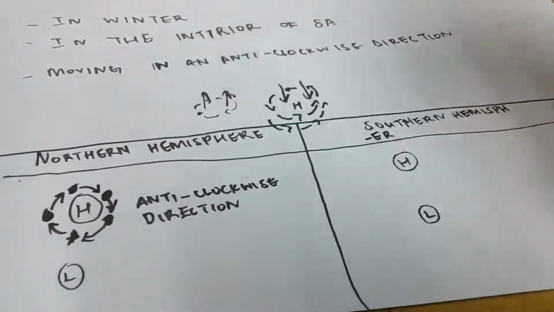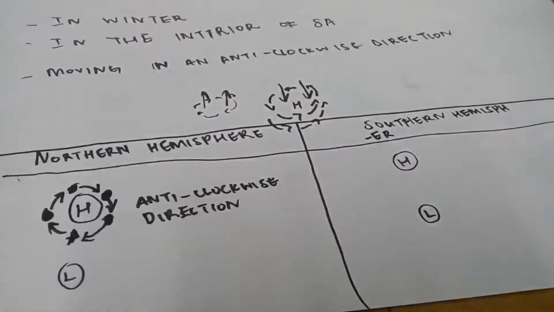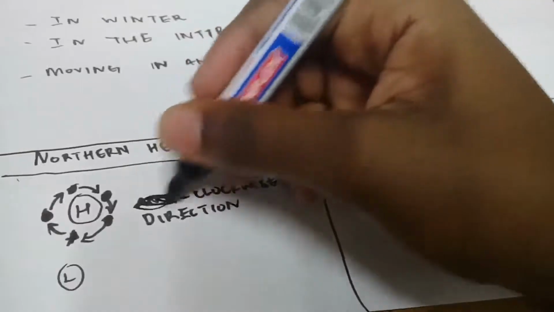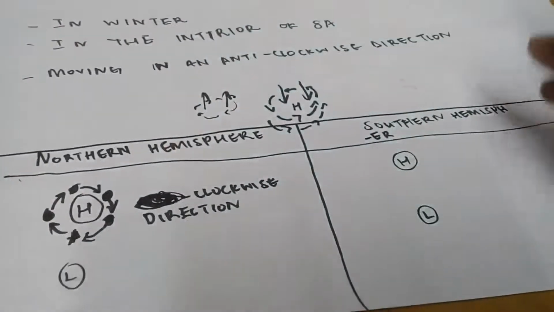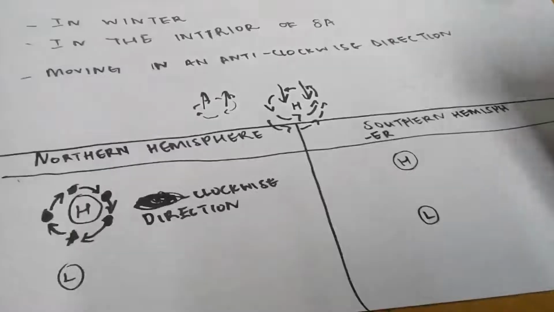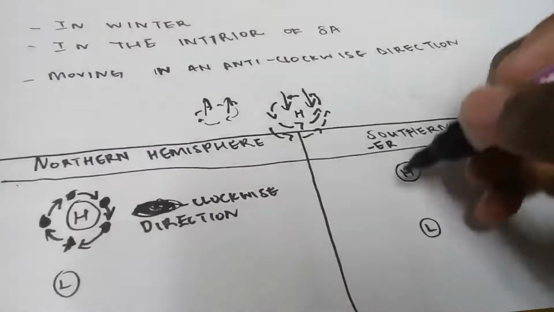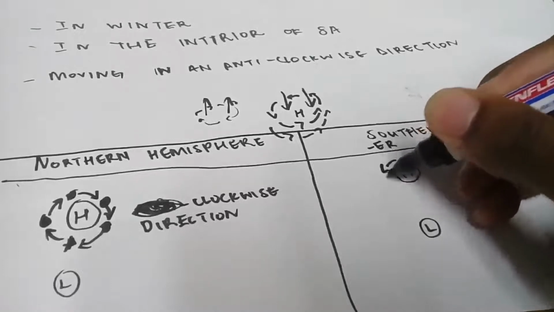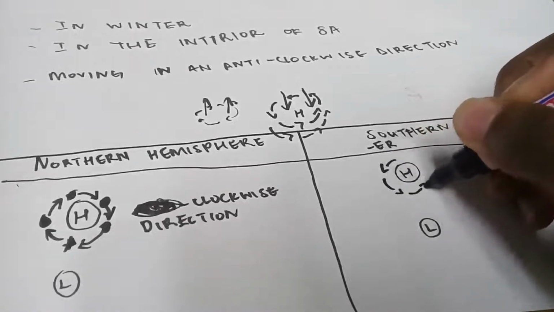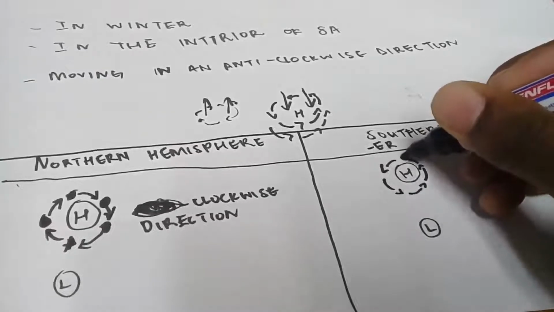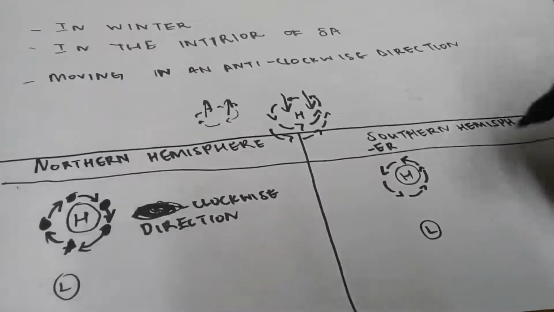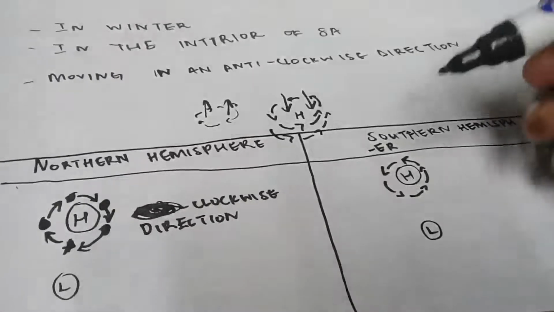In the northern hemisphere, a high pressure system will move in a clockwise direction, not in an anti-clockwise direction. Sorry, in the southern hemisphere, they will move in an anti-clockwise direction. This is the hemisphere that we are going to talk about in more detail, because South Africa is in the southern hemisphere.